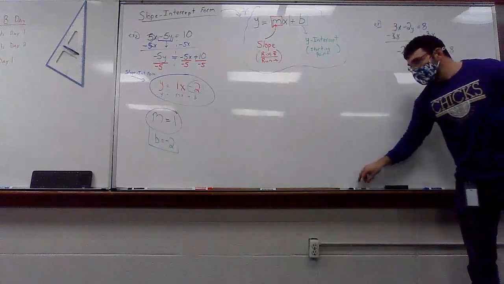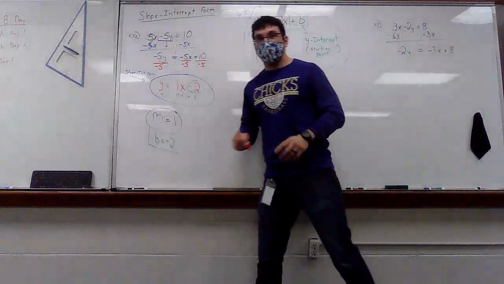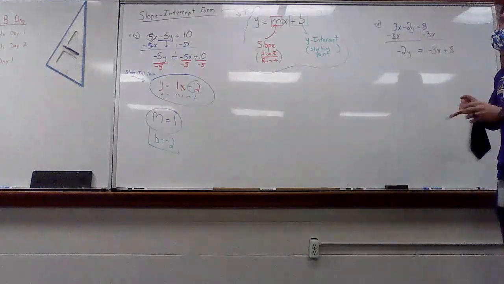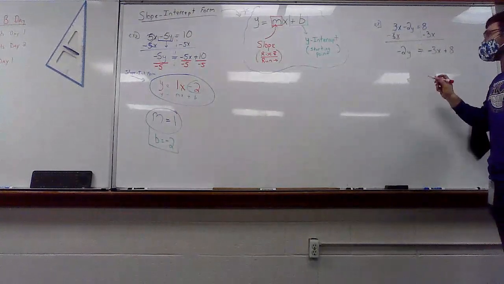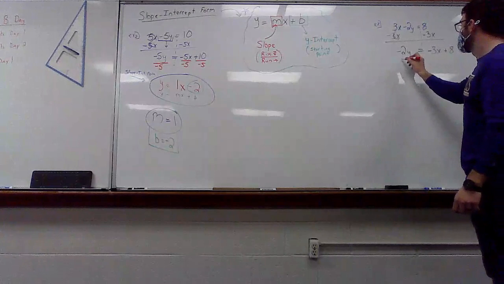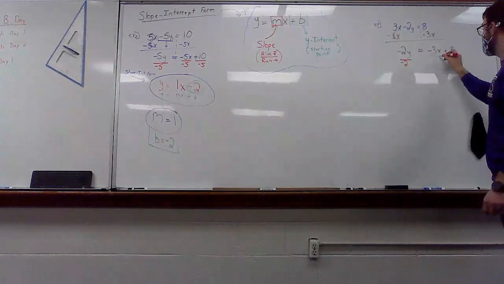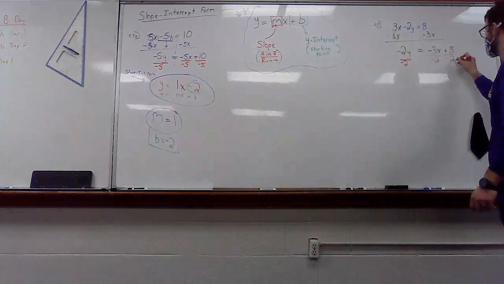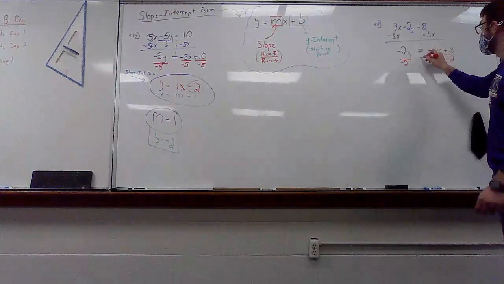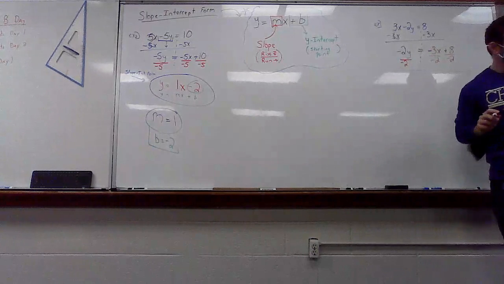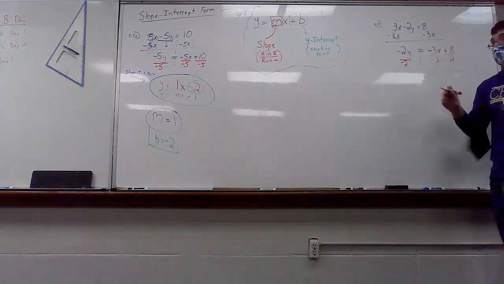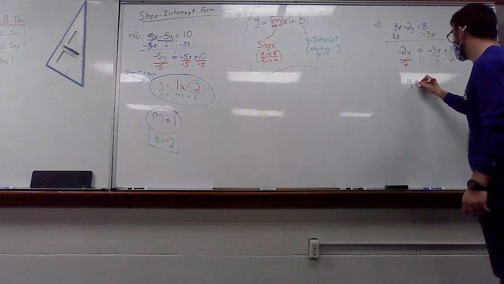Okay. Miss Snow, do you feel comfortable doing the next step? Okay. Divide negative 2 by all of them. By every term. Very good. Everything has to get divided by negative 2. That's an important step. Negative 2 divided by negative 2 is 1y.